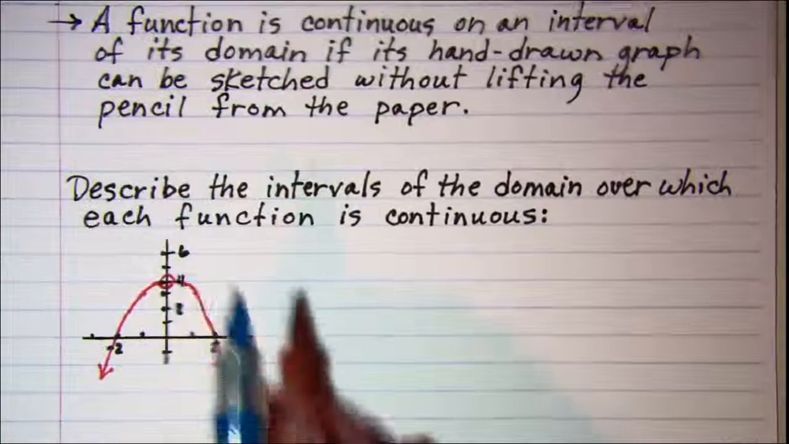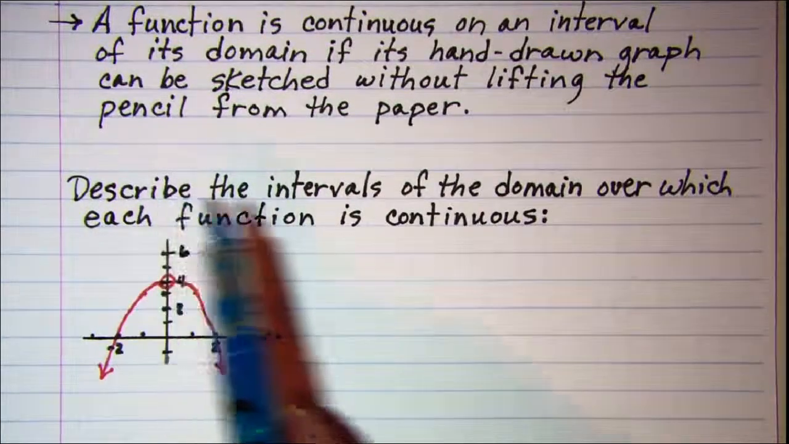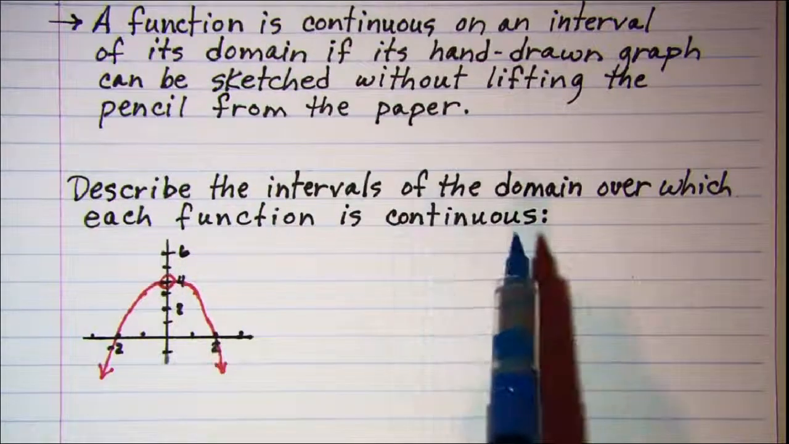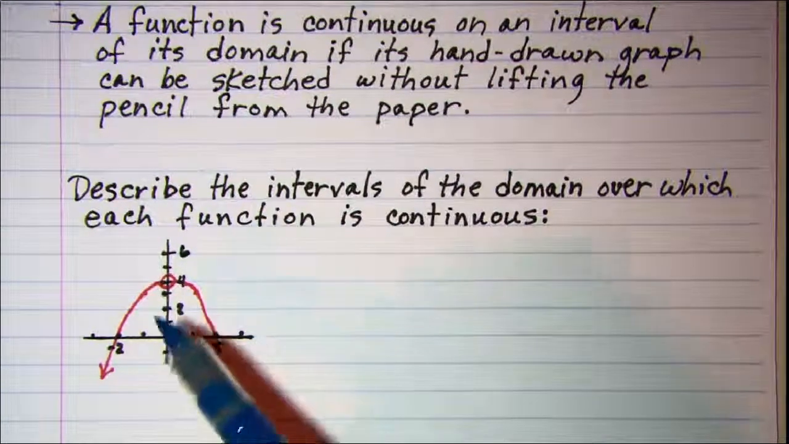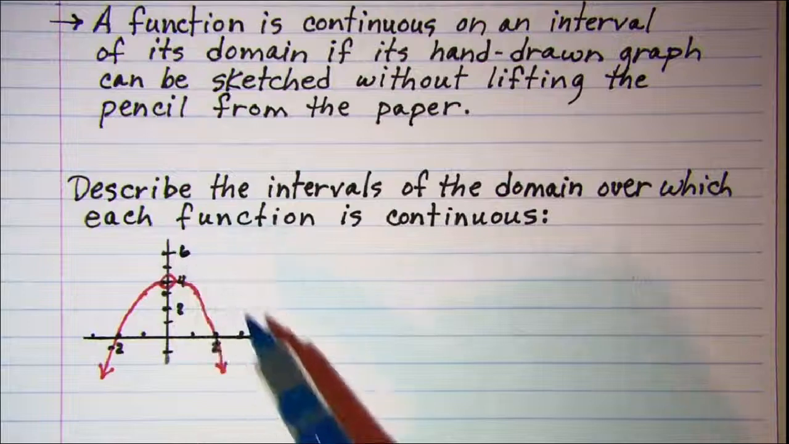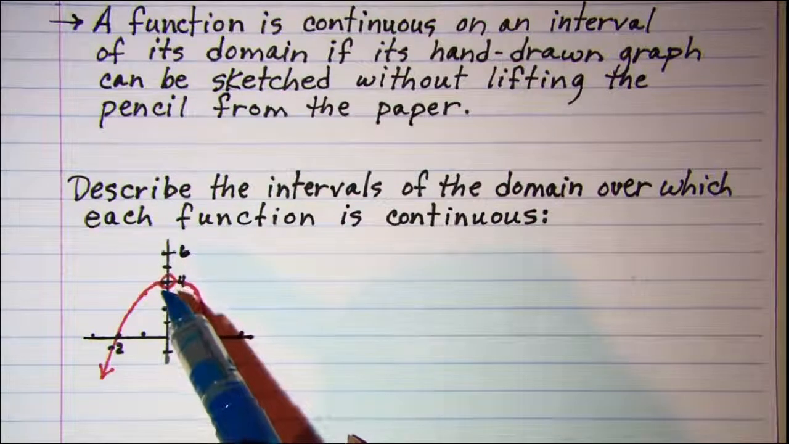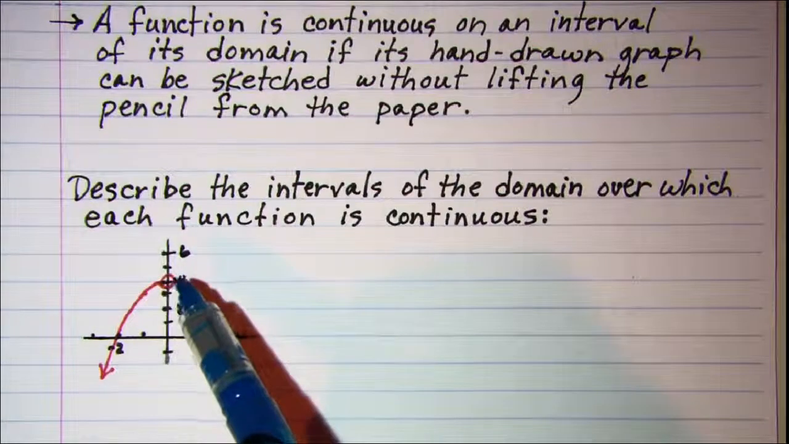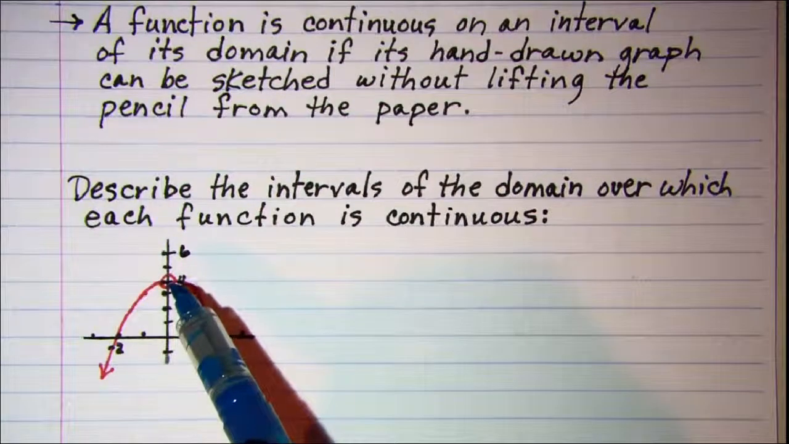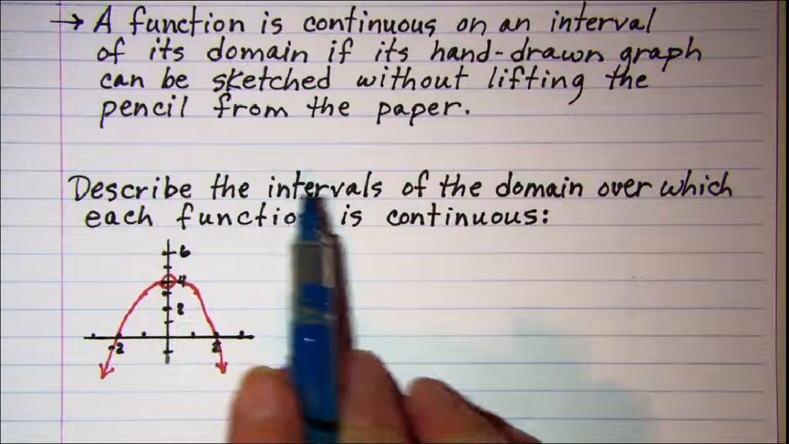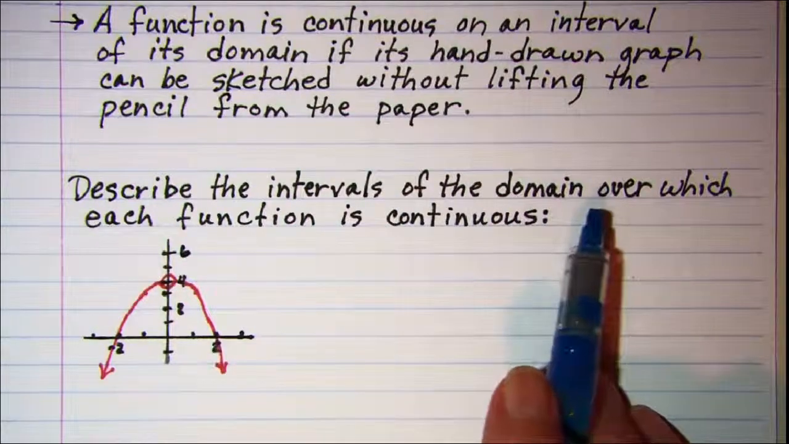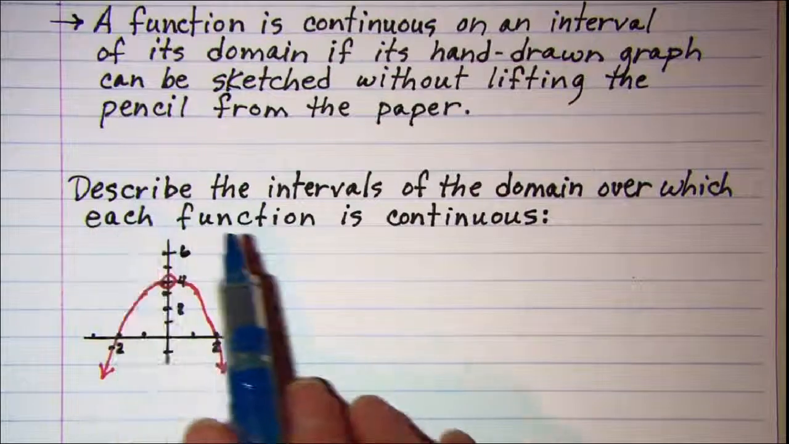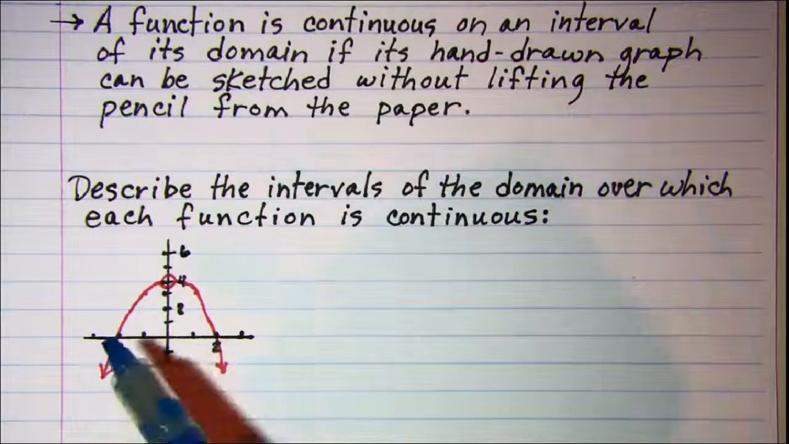Our first problem that we'll be looking at is to describe the intervals of the domain over which each function is continuous. Now notice here we have a graph of a parabola, but when x is equal to 0, we have a hole in the graph at y equals 4. So for intervals of the domain, we want the x values, and then we want to sketch this graph as much as possible.